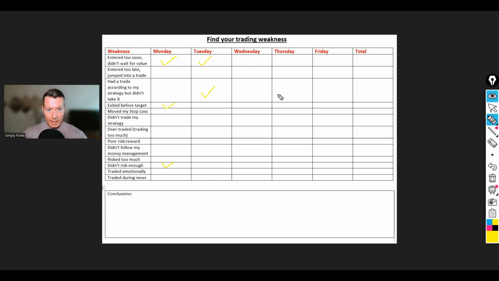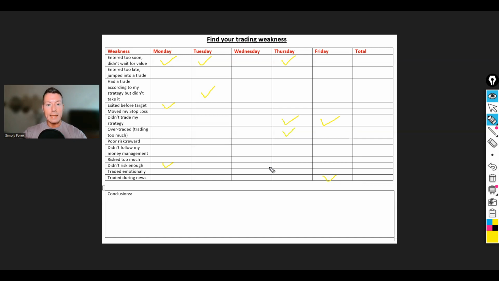Thursday, again, you didn't wait for value. You entered too soon. This time you over traded as well. You had 5 or 6 trades, and some of them weren't part of your strategy. So you didn't trade your strategy. So that was Thursday. Then Friday, you have a couple more trades. This time there was big news coming out and you traded during news. And you got stopped out. And that wasn't part of your strategy, so you didn't trade your strategy. That's all you did Friday. All the rest were okay.